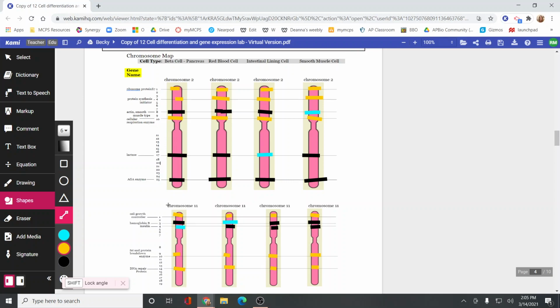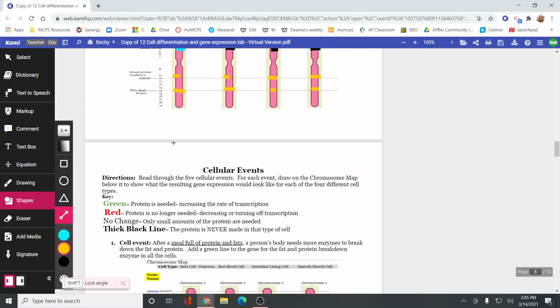Okay? So if you look at fat and protein breakdown enzyme, you can turn that on, but it would be useful to only turn it on when there's actually fat and protein present. If it's not there, then you wouldn't have it. Okay? So ribosome proteins, you would turn that on when you need more ribosomes. If you have enough ribosomes, you could turn it off. So we're going to look at events. Events are things that are going to happen to the cell that are going to cause the genes to want to turn on and off.